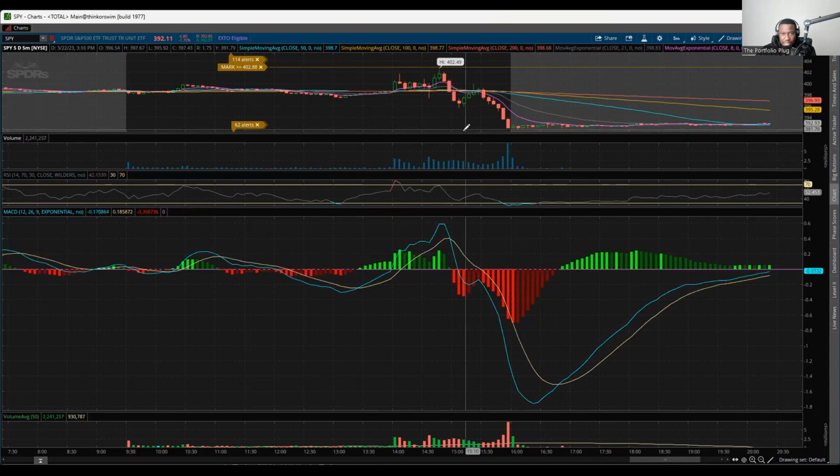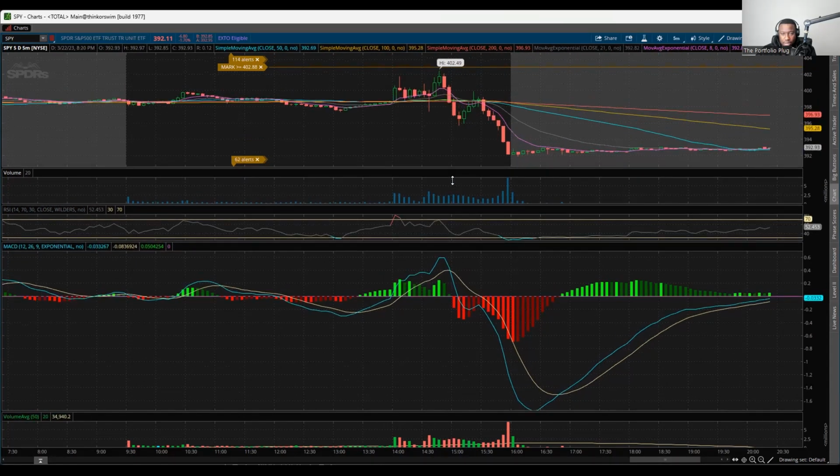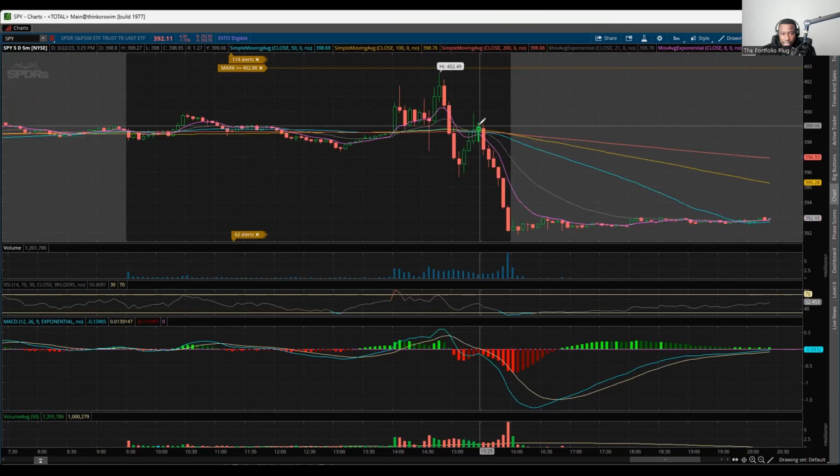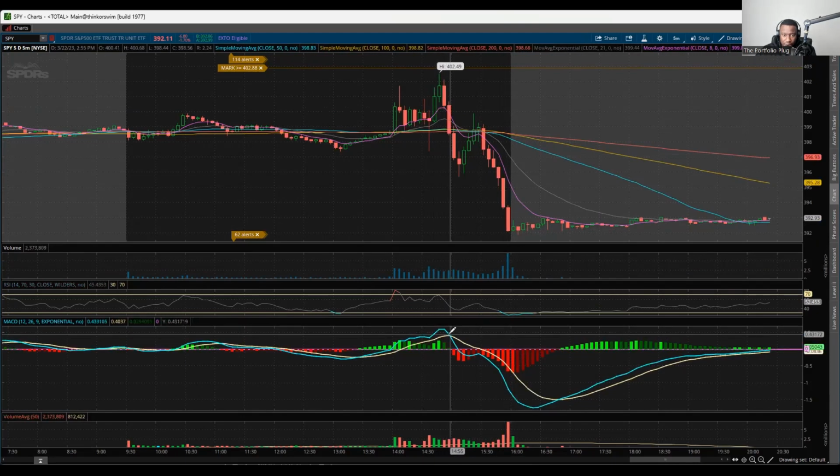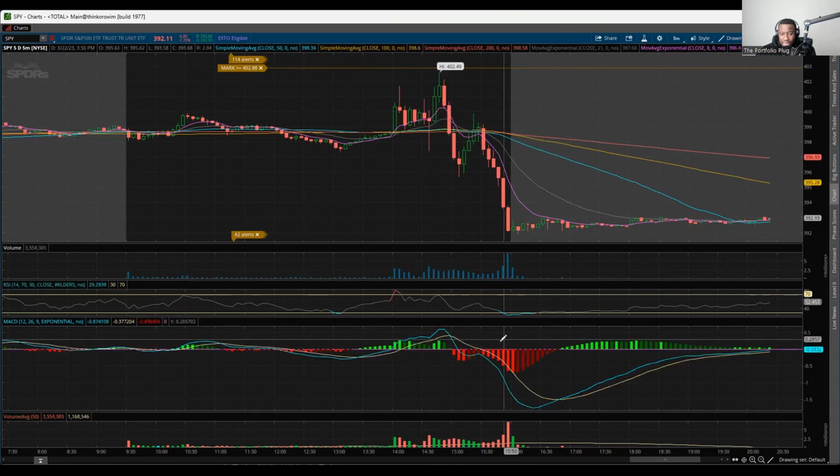If you guys notice right here, let me make it bigger. Take a look at this downtrend, right? SPY went from 402 to 391. So you can tell the trend was getting ready to change up here. Once you see the cross, when it's above, you want to enter it. You want to look at getting it from up here because this will give you the signal, and you want to try to get it up on top when it's above the zero line.